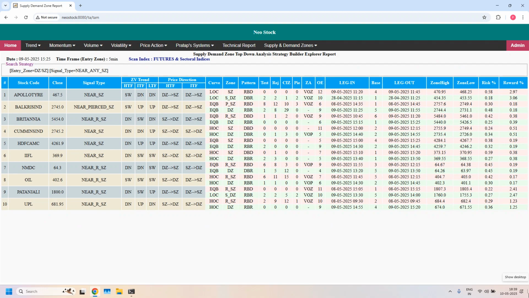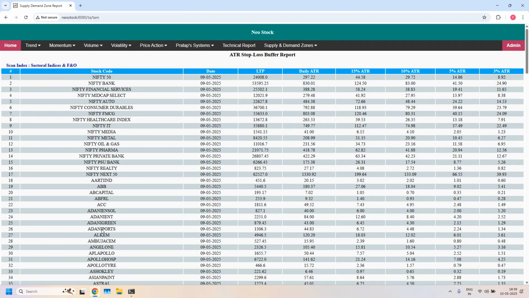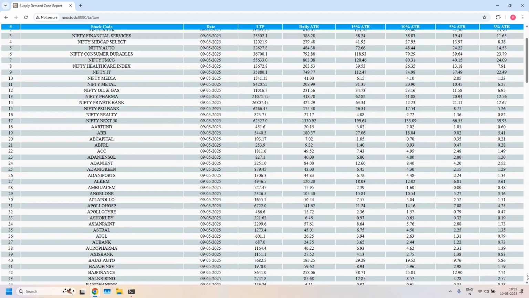In the final report, let us generate stop buffers based on daily ATR. See, first 17 in this list are indices, remaining all are equity stocks. So I keep on scrolling the list down. Whichever stock you want to refer, there pause the video. I am scrolling the list down.